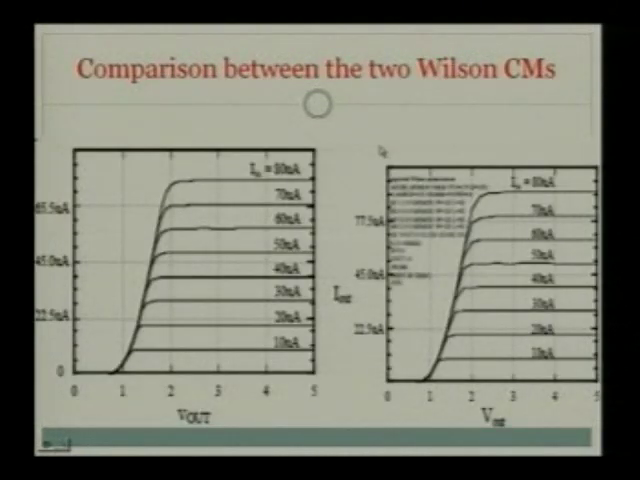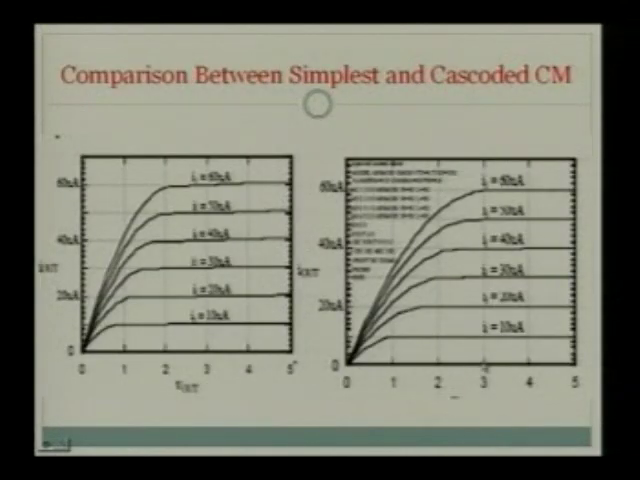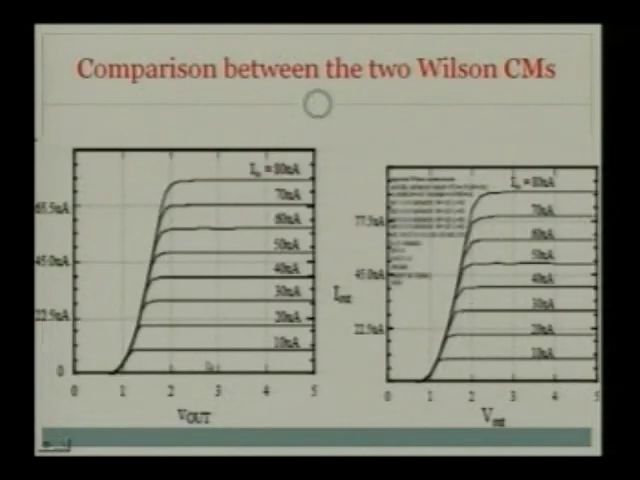And this is the comparison between the two Wilson sources. This is the first one, and this is the modified. You see that Vmin is much less than the cascoded one. It is around 2, but for the cascoded, it was around 3. So it is around 2, but accuracy is not there.